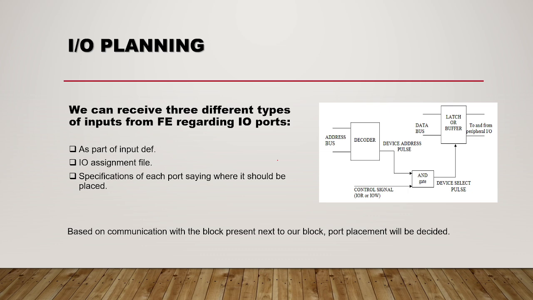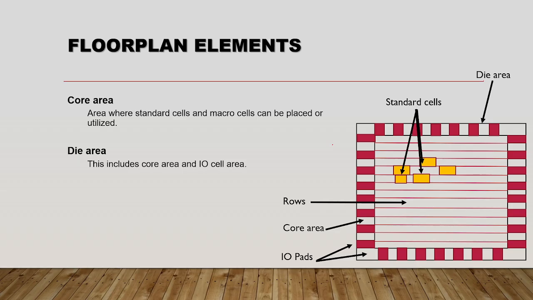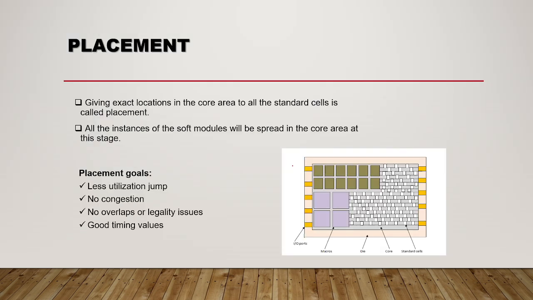IO planning also you'll do. Suppose you receive three different types of input from FE regarding IO ports, how to design these IO ports? That is IO planning. And core area. Core area means standard cells, as I told you. During VLSI technology I told you standard cells are available in terms of NAND gate, NOR gate, and D flip flop, or even a full adder circuit. Those are nothing but standard cells. You will study how you can place them in the floor planning elements.